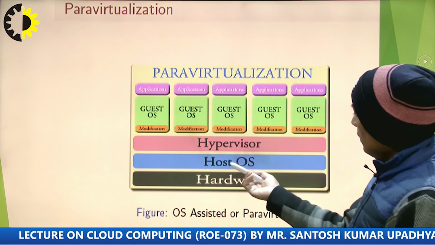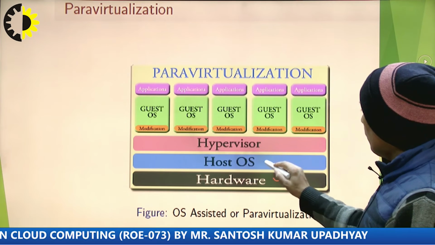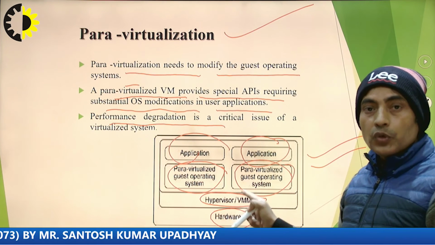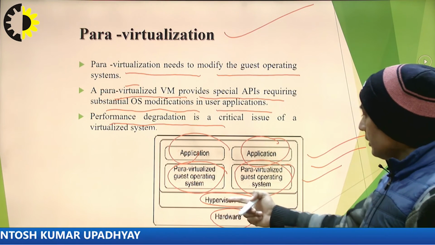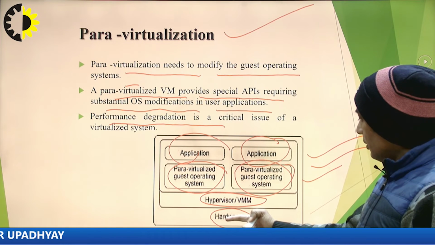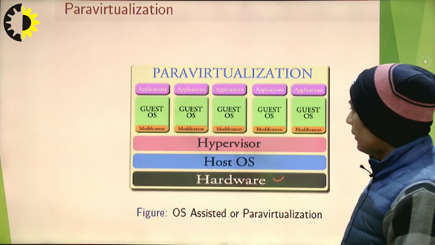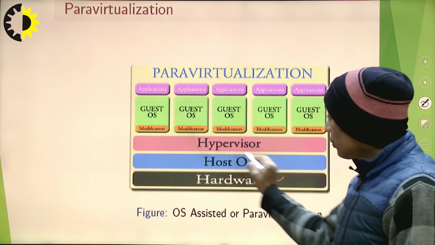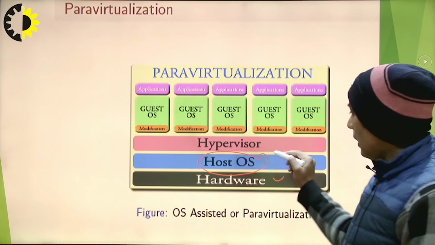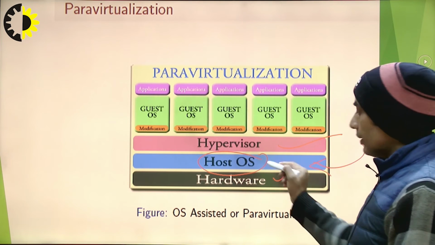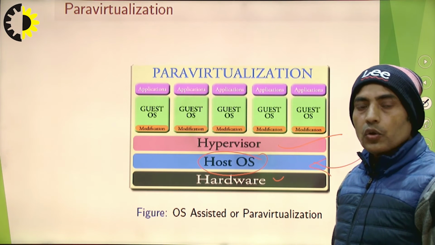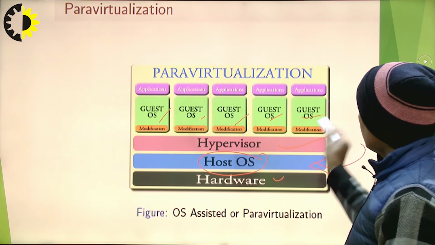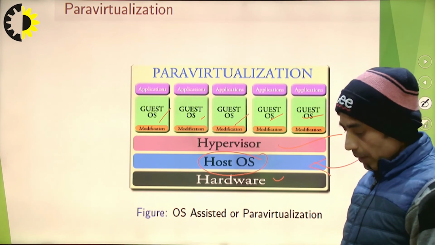Para-virtualization, the same diagram you can see here: hardware, then host. This is the bare metal architecture. This is bare metal full virtualization. In this diagram, on top of hardware the hypervisor is there. This is the hosted full virtualization. Why? Because this is the hardware, then the host OS is used, and on top of the host OS, the hypervisor is used. So this layer is introduced here. This is why this is known as the hosted full virtualization technique. So the guest operating system needs some modifications, and then applications can run on that.